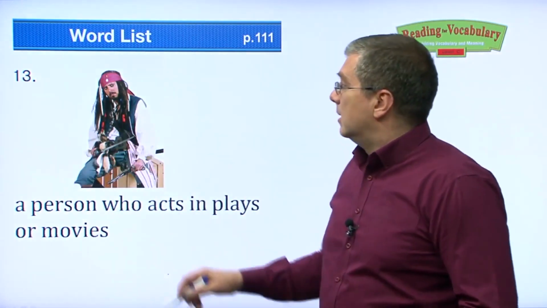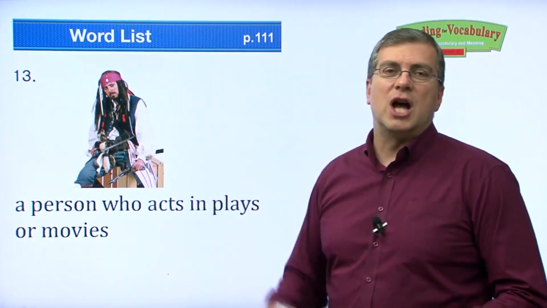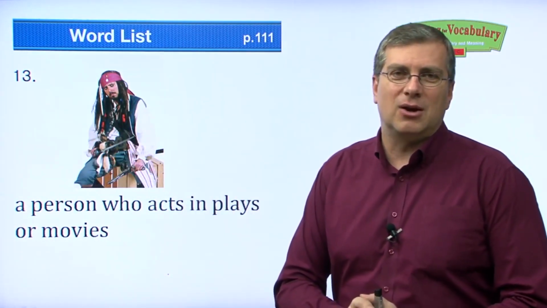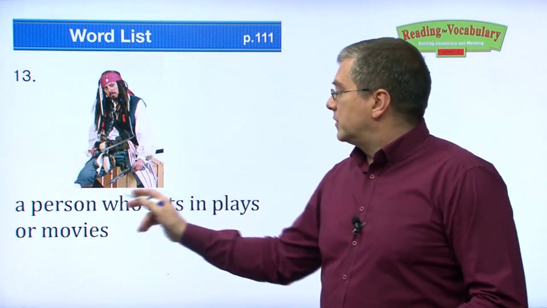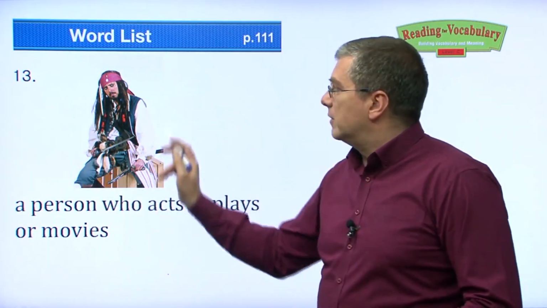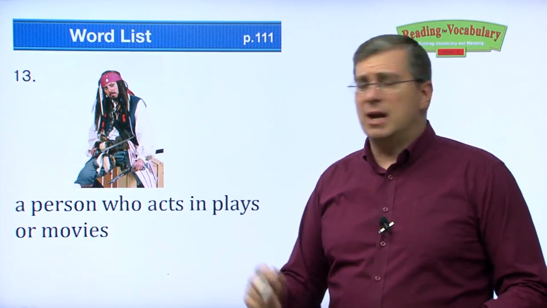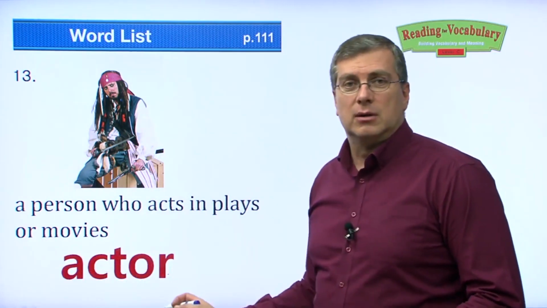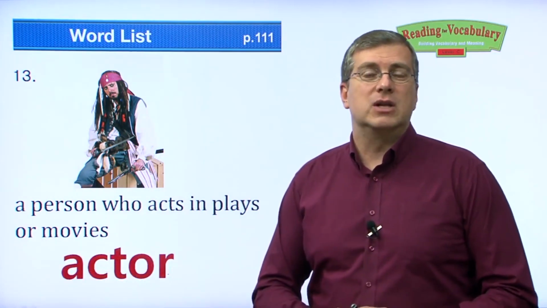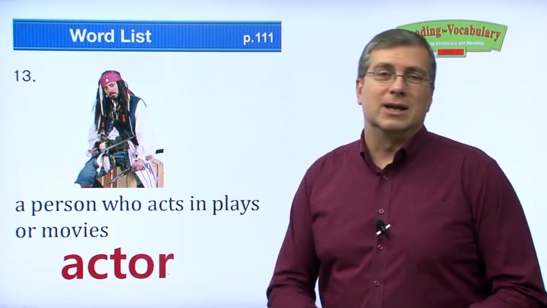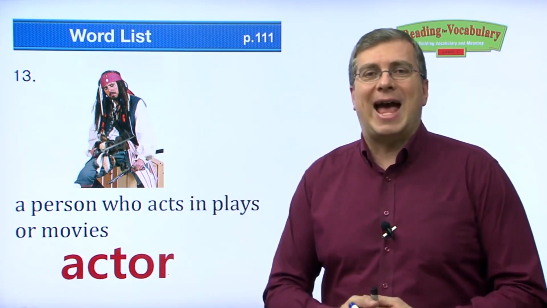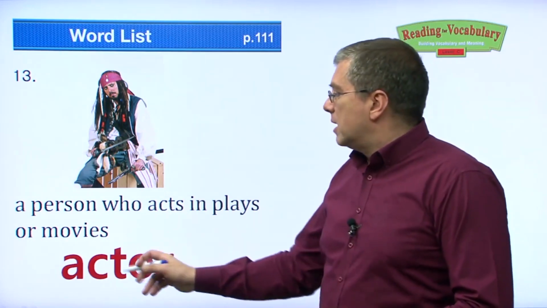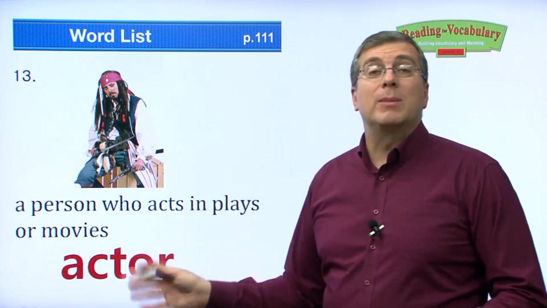Okay. Oh, you know him. That's Johnny Depp, right? He was the main character in the Pirates of the Caribbean movies. A person who acts in plays or movies. What is Johnny Depp? Johnny Depp is an actor. Okay? There are many famous actors that you can probably name right away, like Johnny Depp, Brad Pitt, George Clooney. These are famous actors. Sometimes, people will use actor for women too.